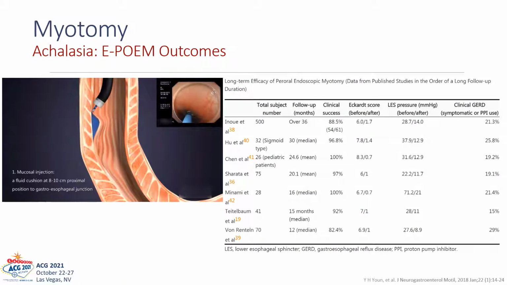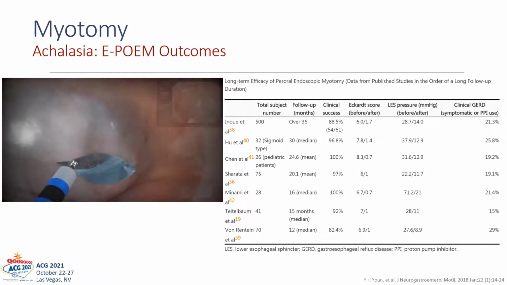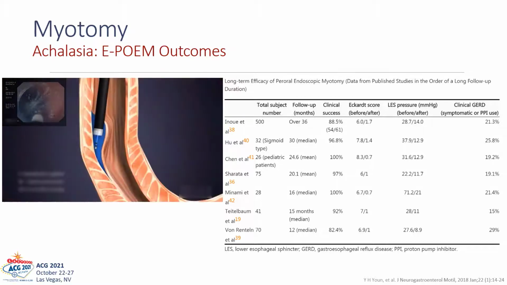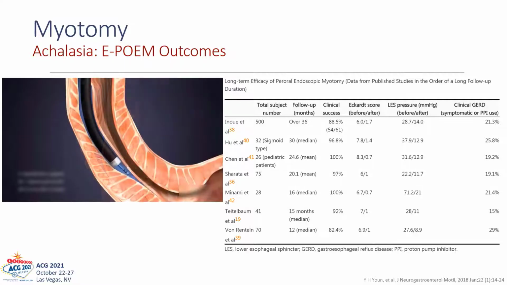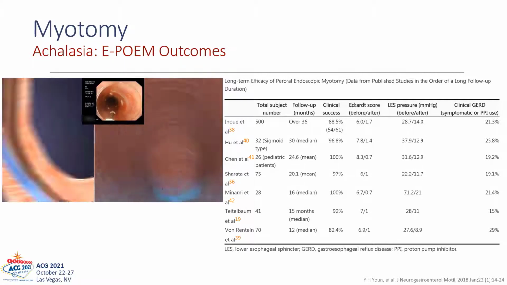This animation highlights the basic steps in the typical POEM technique. We begin with a submucosal injection and access into the submucosal space. And then we create a tunnel roughly 10 to 12 centimeters in length, extending at least 2 centimeters beyond the lower esophageal sphincter.